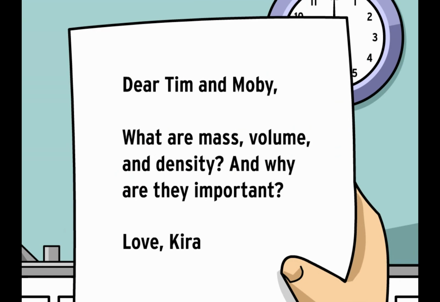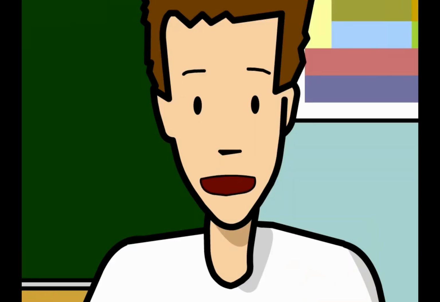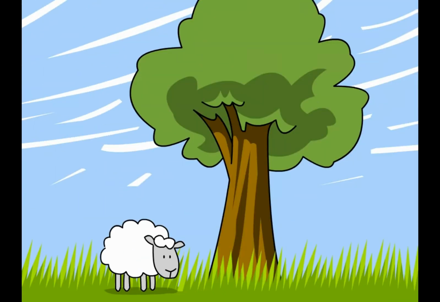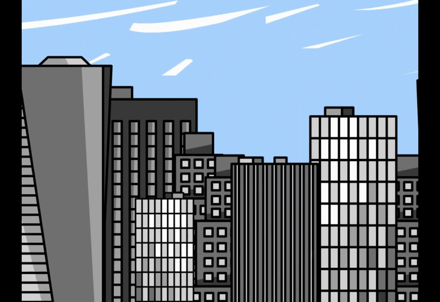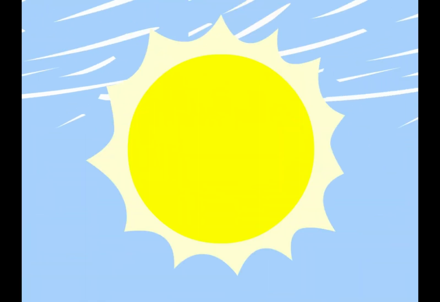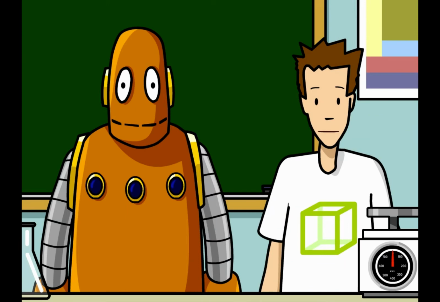Dear Tim and Moby, what are mass, volume, and density? And why are they important? Love, Kira. Mass, volume, and density are all physical properties of matter. Matter is anything in the universe that takes up space. It makes up everything that you can see, feel, taste, or touch. And mass, volume, and density are measurements that we can take of material objects.